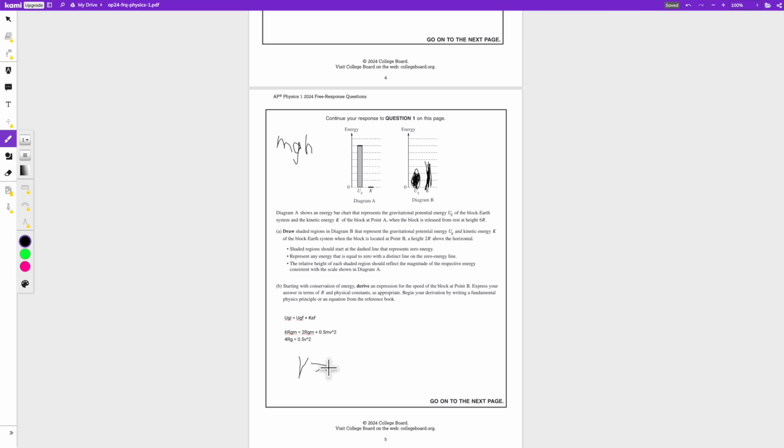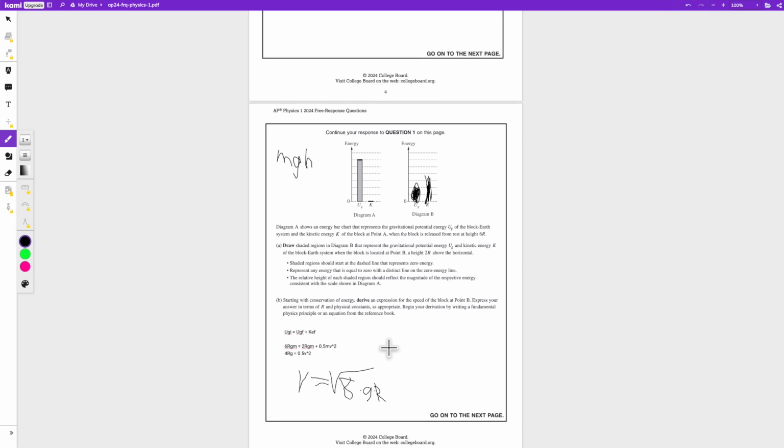V is equal to root 8 times g times r. Now you can factor out a root 2 over here, so you can make it like 2 root 2 gr, but they'll accept this as your answer. So your velocity of the block at point B is root 8 gr.